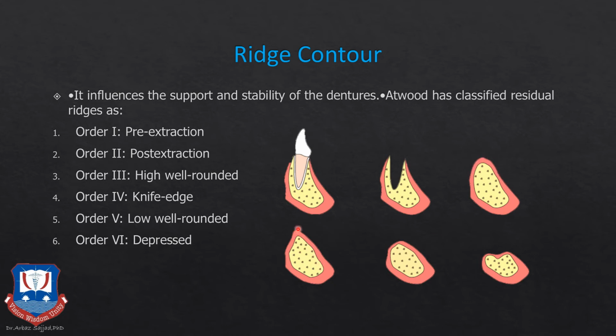Class 4 are knife-edge ridges, and class 5 and class 6 are depressed and low well-rounded ridges. Now these are not so good for denture construction. The best class for denture retention and stability is the class 3 high well-rounded ridges.